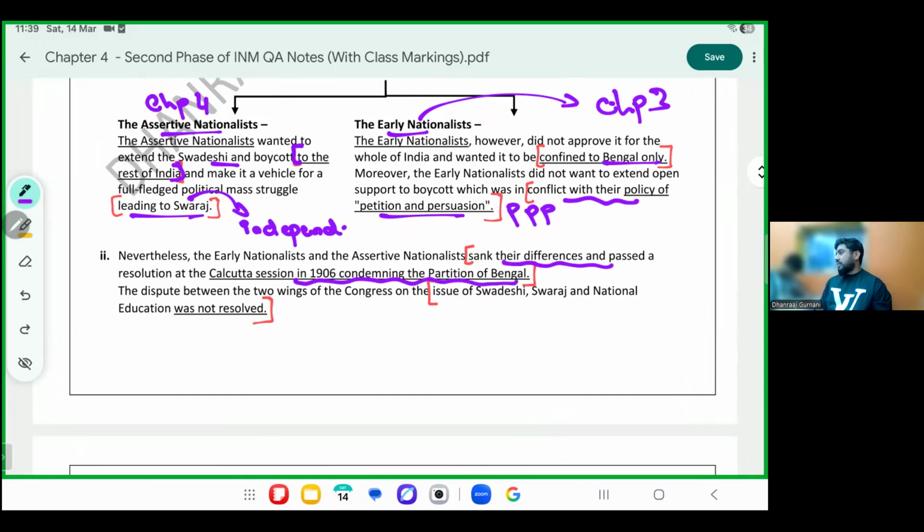Partition of Bengal was announced. 1906. So when they were facing an internal problem, Curzon came and said, I am partitioning Bengal. So they had to stop this Swadeshi boycott process at this moment. And now they had to condemn. Condemn means fight. Now they had to fight, instead of Swadeshi and boycott, the partition of Bengal. However, this issue which is currently on is not resolved. Can I go ahead? Yes.